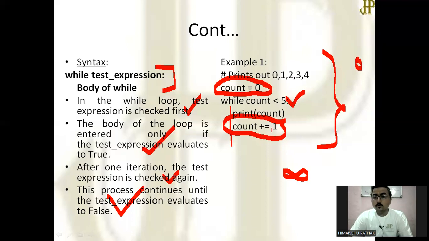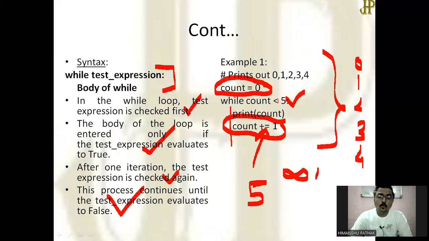Now count is equal to count plus 1. Here I have used a shorthand operator, or you can say an assignment operator. So it means count is equal to count plus 1. So count will be what? 1. Is 1 lesser than 5? Yes. 1 will be printed, and so on up to 4: 2, 3, and 4. Now count is equal to count plus 1. Now the value will be 5. Is 5 lesser than 5? No, never. So the condition is false, and it will come out of the loop to the next line of the program. Clear?